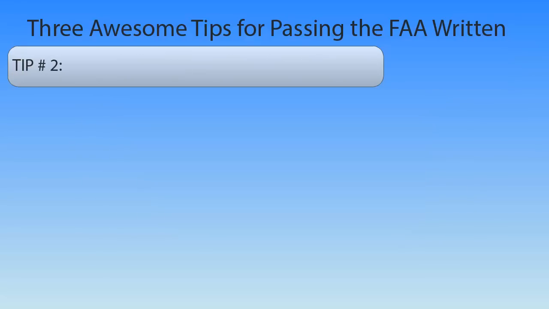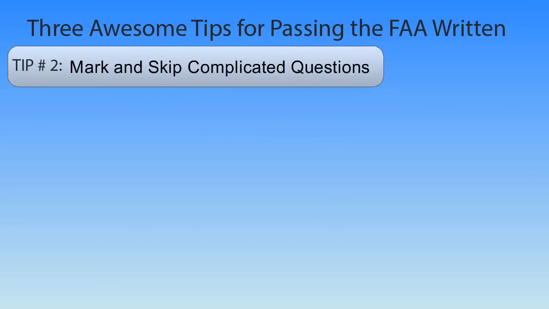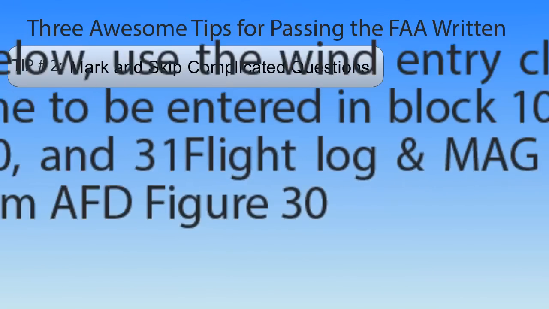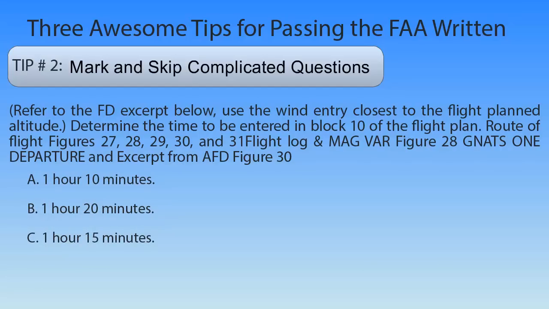Tip number 2. Mark and skip the questions that are too complicated or that you are unfamiliar with. Let me give you another example. Refer to the FD excerpt below, use the wind entry closest to the flight planned altitude, and determine the time to be entered in block 10 of the flight plan. Route of flight figures 27, 28, 29, 30, and 31, and so on, and they give you those 3 answers: 1 hour and 10, 1 hour and 20, 1 hour and 15.